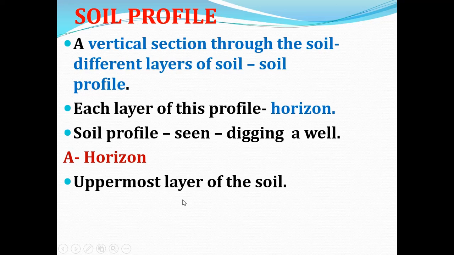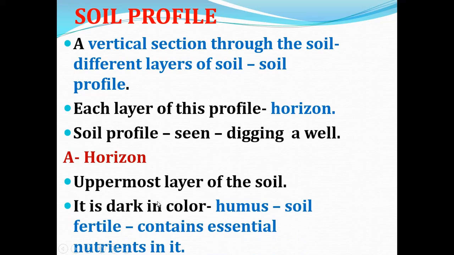It is the uppermost layer of the soil which shows the following features. It contains the following characters. First one is it is dark in color. Why is it dark in color? Due to the presence of humus. Humus makes the soil fertile, and as it contains humus, it contains essential nutrients.